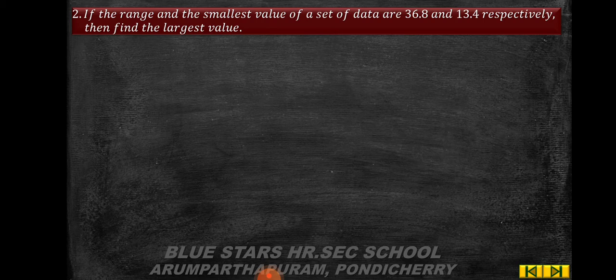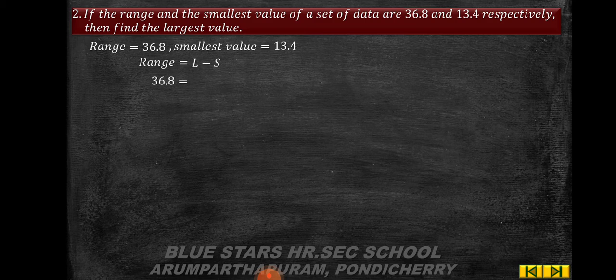Second question: if the range and the smallest value of a set of data are 36.8 and 13.4 respectively, then find the largest value. Here range and smallest value are given. You have to find the largest value. So range is equal to 36.8 and smallest value is equal to 13.4. Range is equal to L minus S. Here 36.8 is equal to L minus 13.4. So 36.8 plus 13.4 is equal to L. So the largest value L is equal to 50.2.